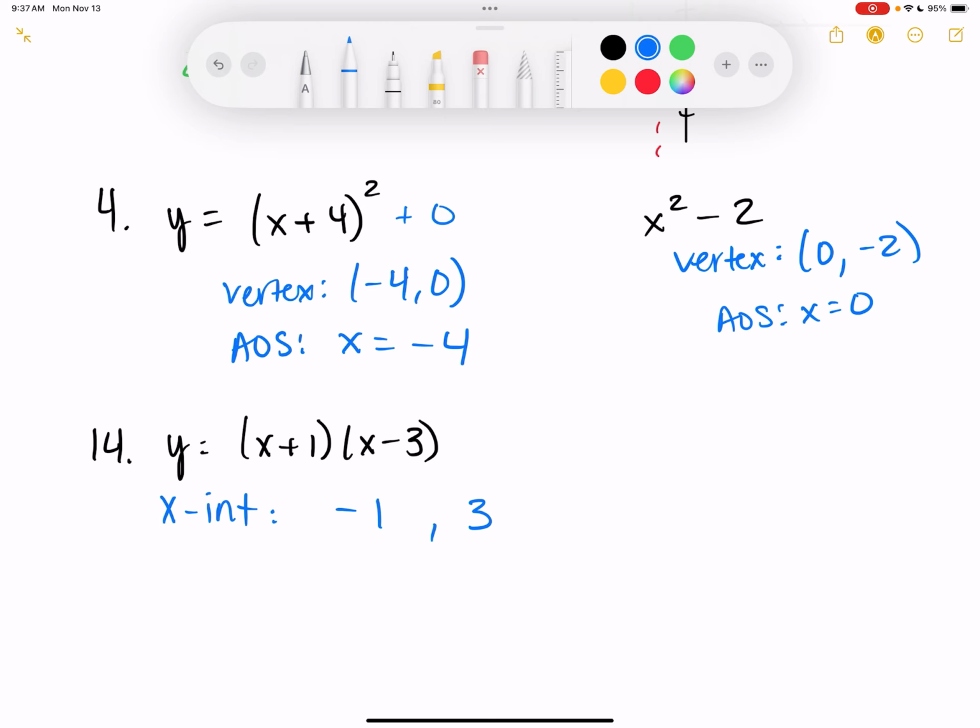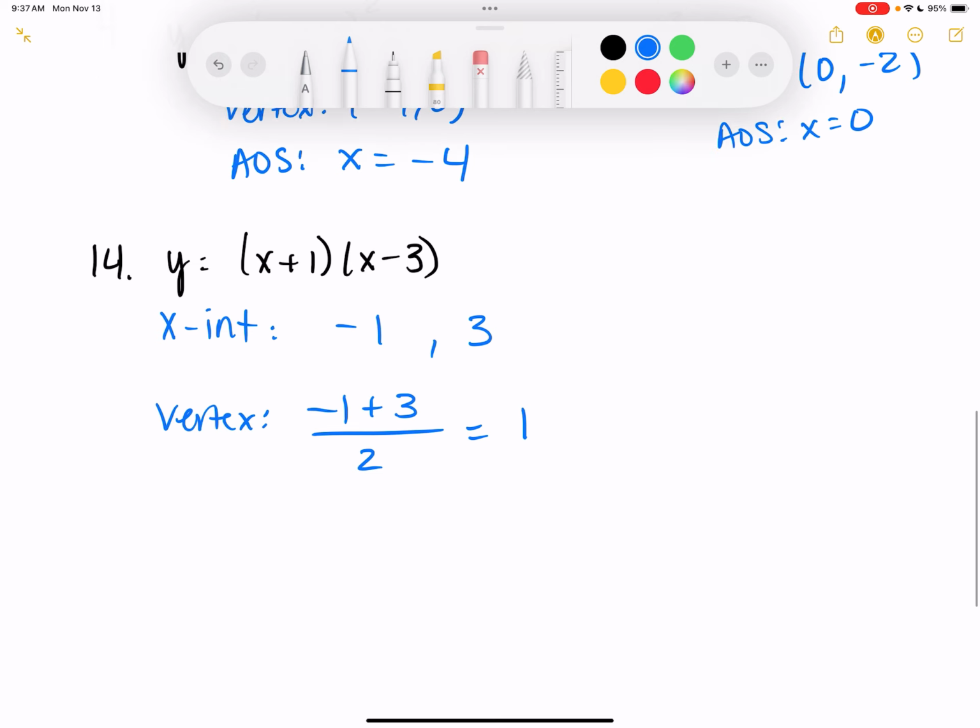For the vertex, I take those two numbers and I add them together and divide by 2 to get the x-coordinate of the vertex. So for the vertex, I've got -1 plus 3 divided by 2, which is equal to 2 over 2, so that's 1. So that's my x-coordinate of the vertex. So this is going to be at 1, and then we have to find the y.